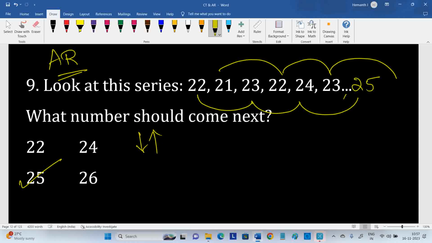There are 2 series combined into one. One is the 22, 23, 24, 25 series. The other one is the 21, 22, 23 series. So the answer here is 25. If they ask for the next 2 numbers, 25 and 24 will come. The next one is 25 followed by 24. Right? So series comes under abstract reasoning, not critical thinking. The first 8 questions we discussed come under critical thinking only.